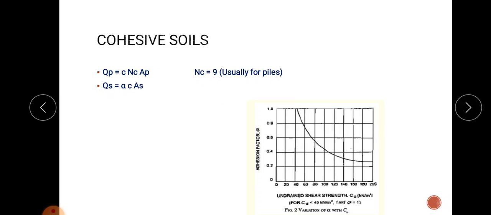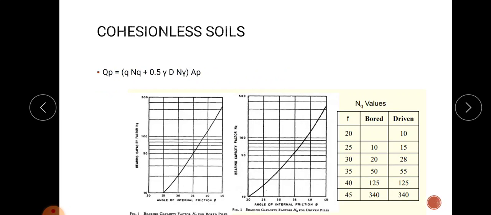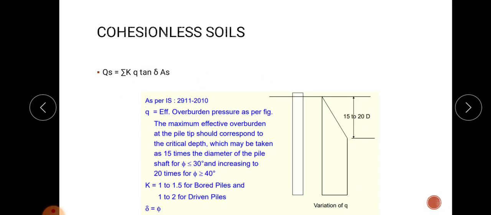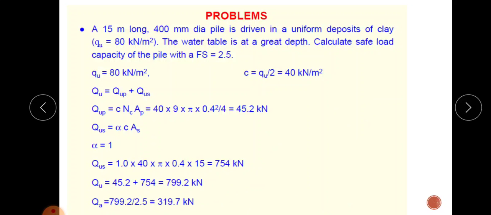For cohesionless soil, C will be 0, so QP is equal to q NQ plus 0.5 gamma D N gamma into AP, and QS is equal to sigma K q tan delta into AS. Here K is a constant, and its value is 1 to 1.5 for bored pile and 1 to 2 for driven pile. In problems usually it will be taken as 2. Based on this static formula we can do some problems.